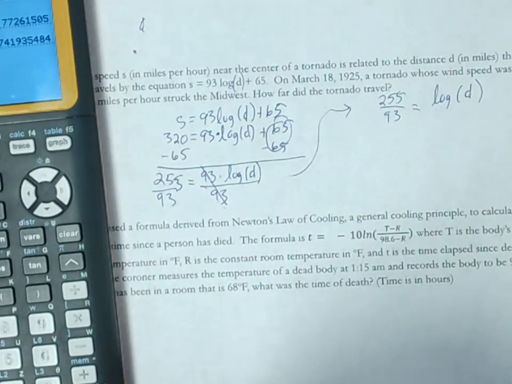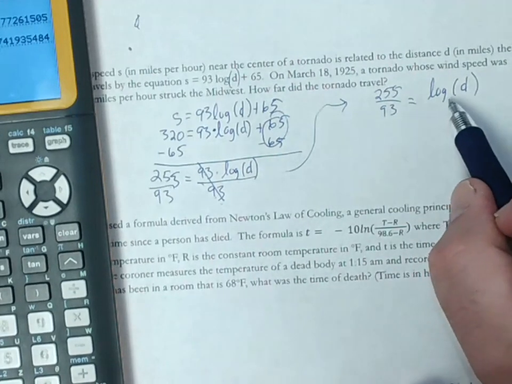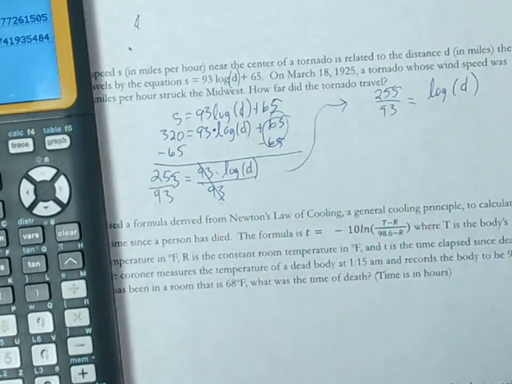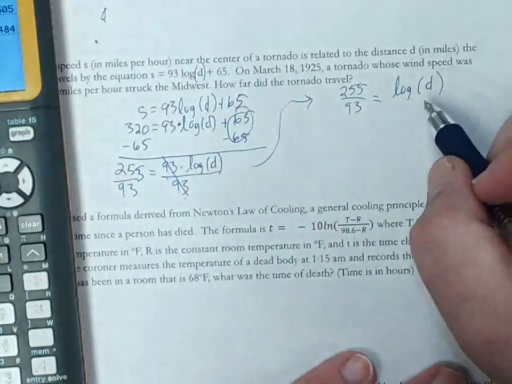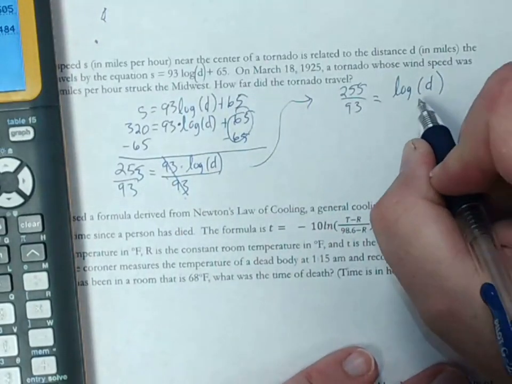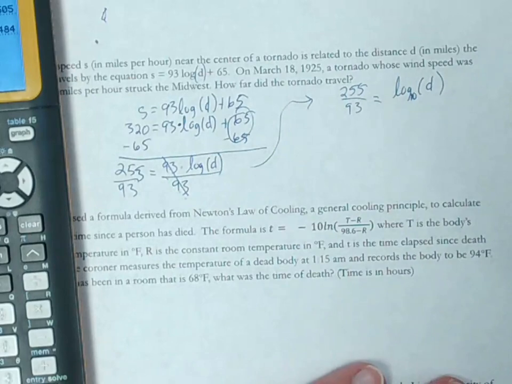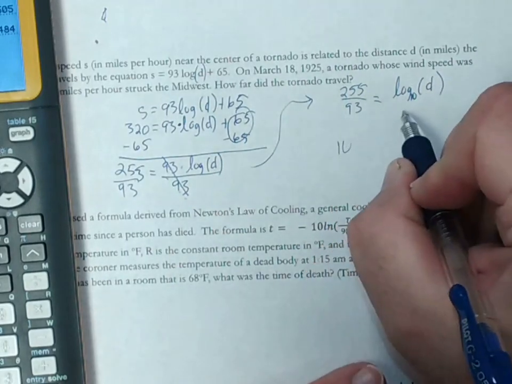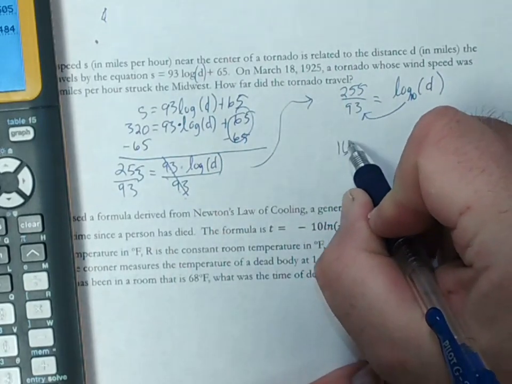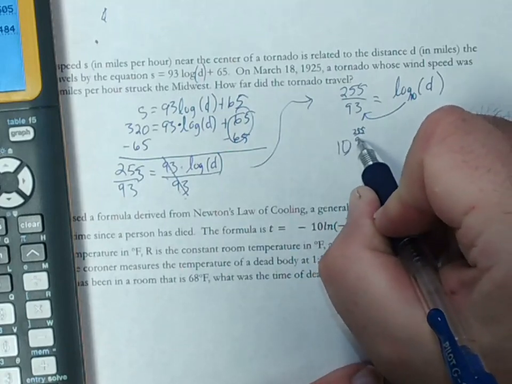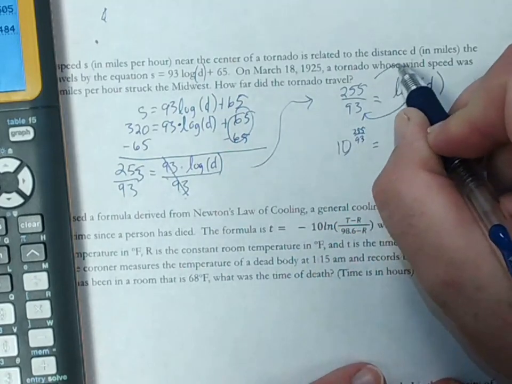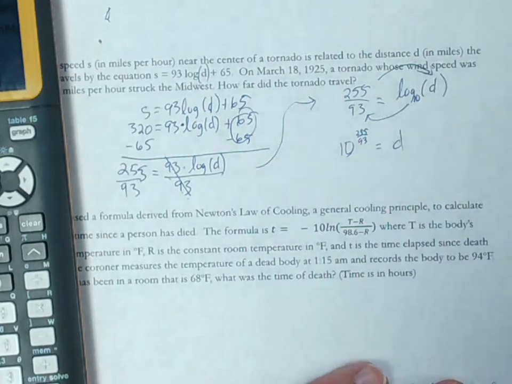You'll recall the second day, I think, of class, we talked about converting. We can convert a logarithm to an exponential. Why would I want to do that? I would want to do that because in exponential form, this D would be by itself. I'll show you. So first I need to know what the base is. If the base is not written in, it's 10. So I'm going to rewrite this. I'm going to take 10 and raise it to the 255 over 93rd power. And that will equal my D value.